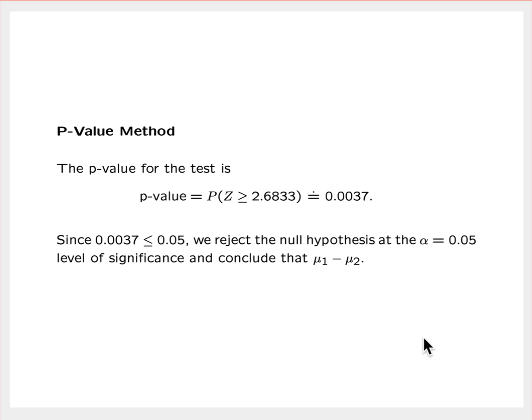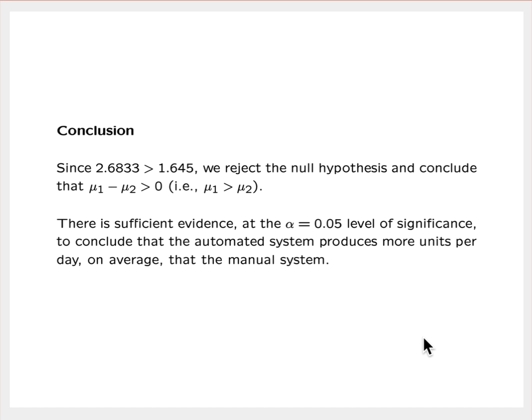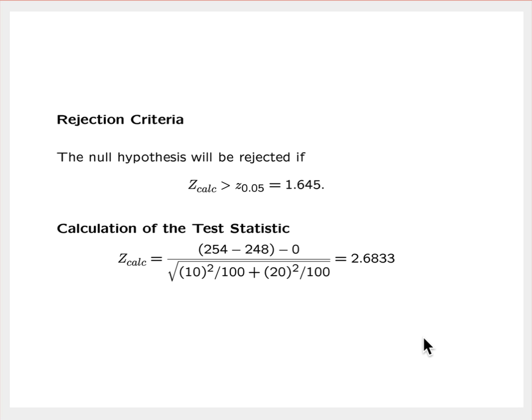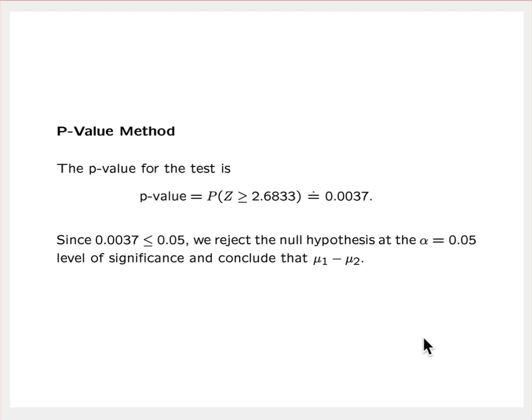Okay, now let's look at the p-value method for performing this test. The previous method we used was the critical point and test statistic method. We can also use the p-value method. That requires us to calculate the p-value for the test and then compare that to the significance level we're using for the test. So the p-value for this test, because it's a right-tailed test, is equal to the probability that a standard normal random variable is greater than or equal to 2.6833.